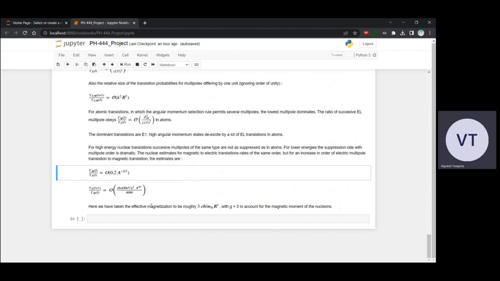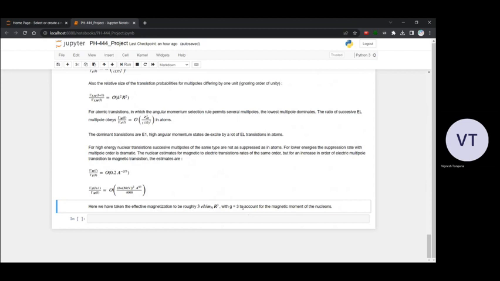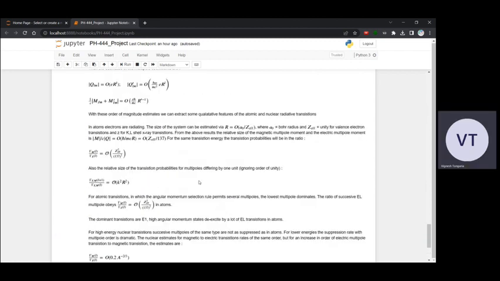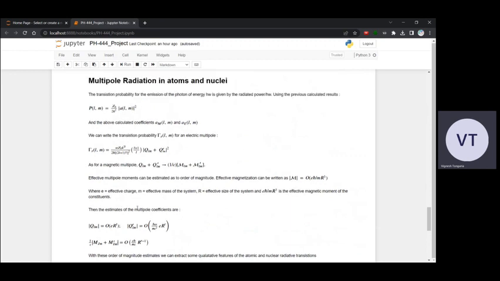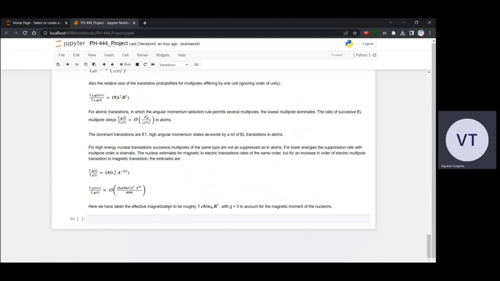And here we have taken effective magnetization to be g E h bar by M_n, where M_n is the mass of the nucleus, by R cube. R is the size of the system, and g is 3 to account for the magnetic moment of the nucleons. So in the case of normal atoms, we took effective magnetic moment to be E h bar by M R cube, where we have taken g to be 1. But in this case, g comes out to be 3. Yeah, so that's my part. Thank you.